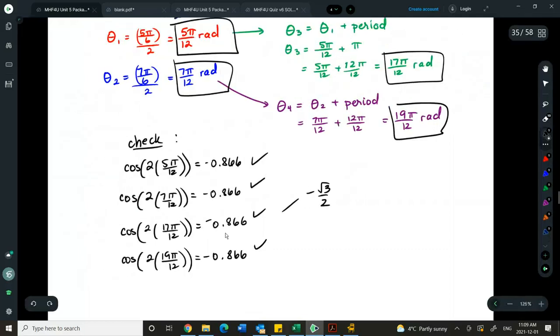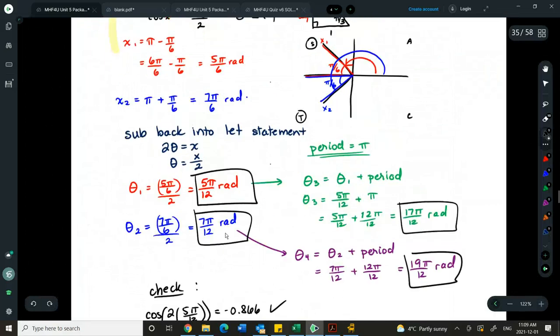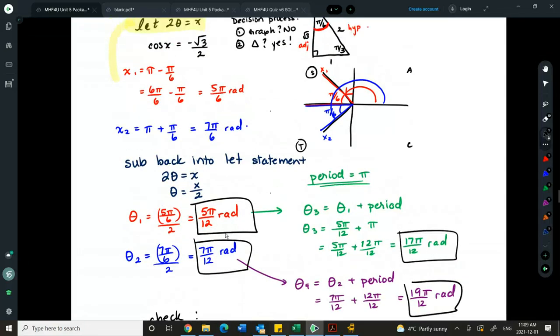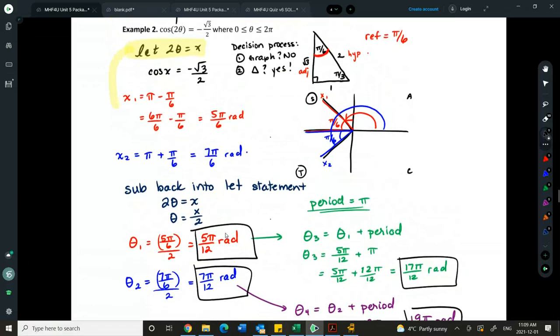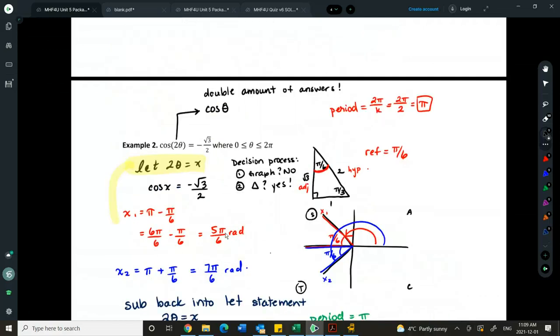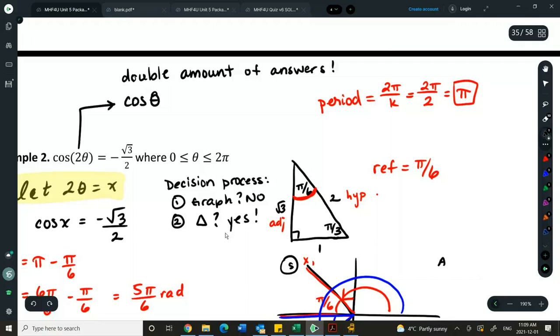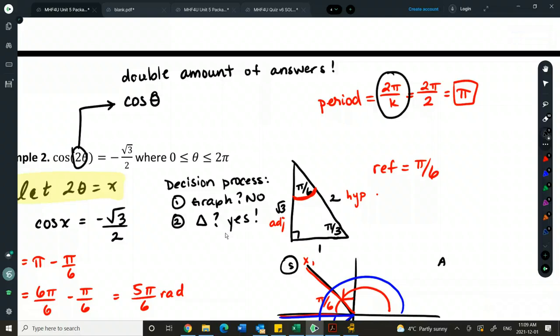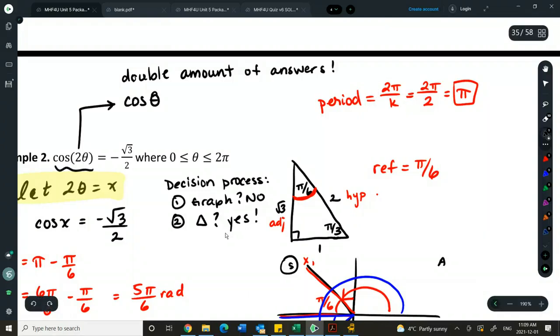Questions? Serena? Could you just explain how we know that the period is pi? Like, the graph? So we'll do a calculation. So period is always found with 2 pi over k. And this is our k value. So you can find the period if you don't have a graph as long as you have the equation.